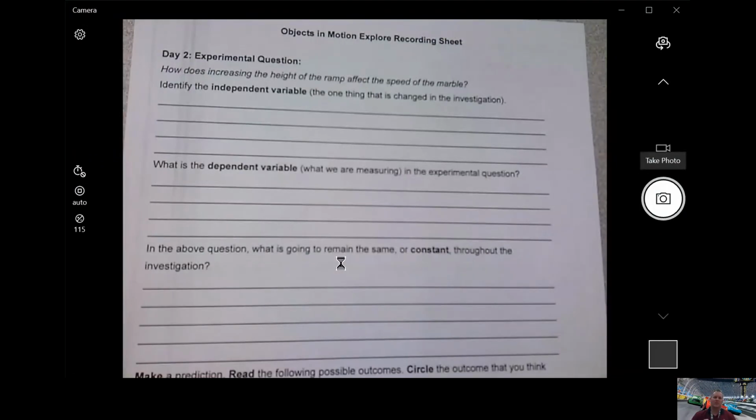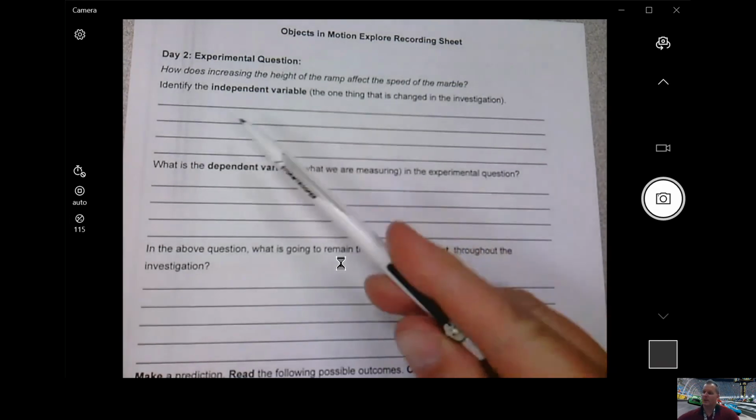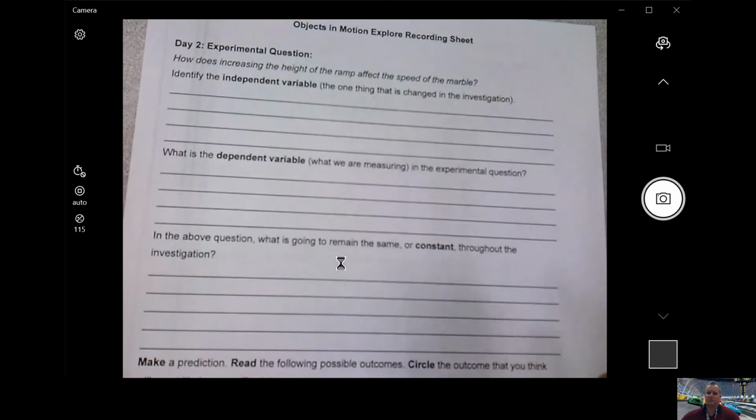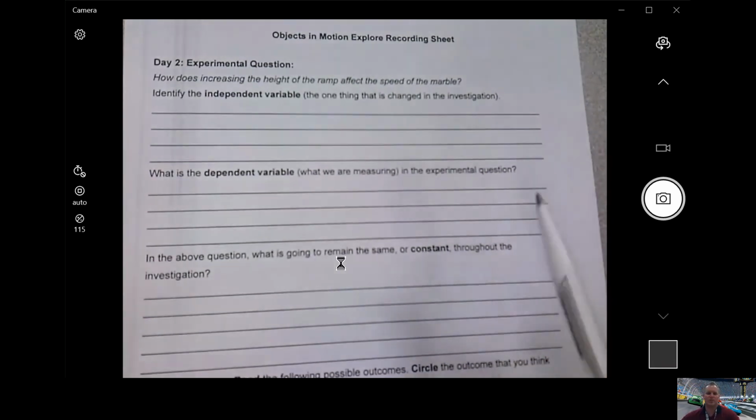And we do have a page for that you can use, or you can use your science notebook, but we do have this available for you to use. So our experimental question, what we're trying to find out is, how does increasing the height of the ramp affect the speed of a marble? A little different here is each group is going to actually do the experiment, but using the independent variables.